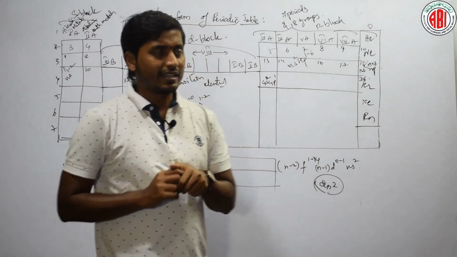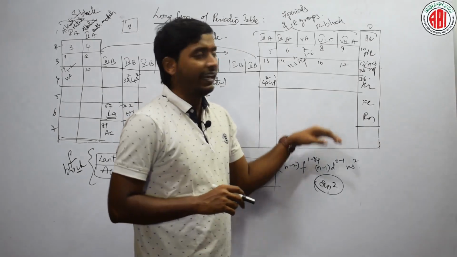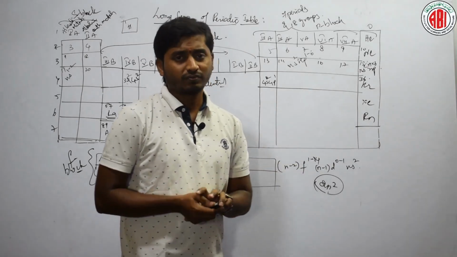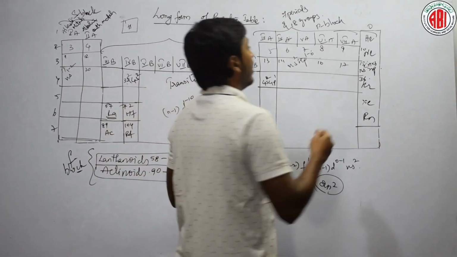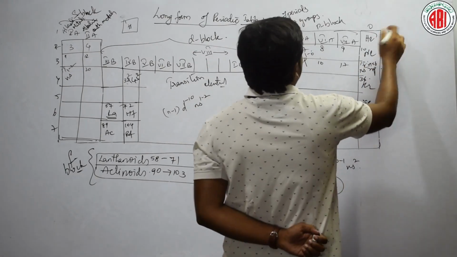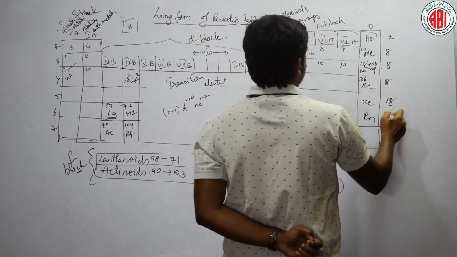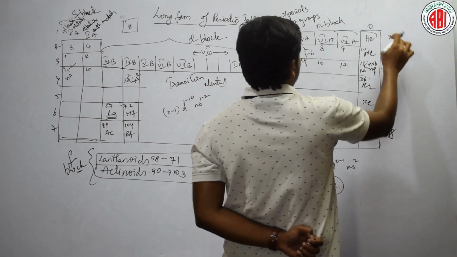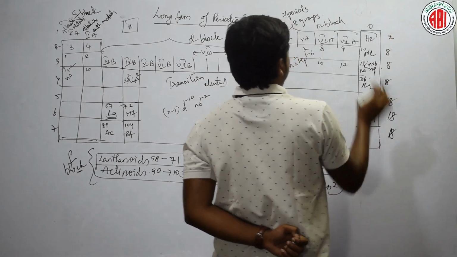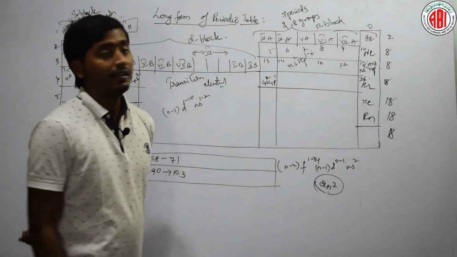Is it right? Did you understand? Again it continues to be 18, 18, 18 and so on. Clear? Once again if you observe, the first period will have 2 elements, then 8, 8, then 18, 18, 18 and 18, periods 1, 2, 3, 4, 5, 6, 7. Is it clear? Did you understand?